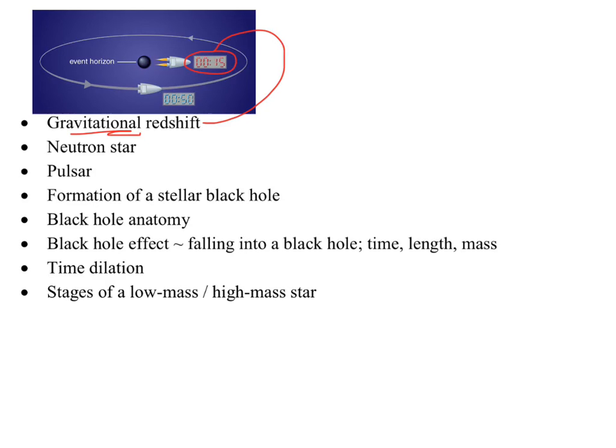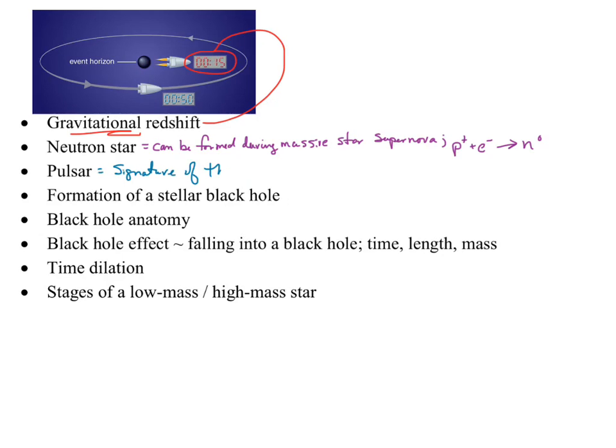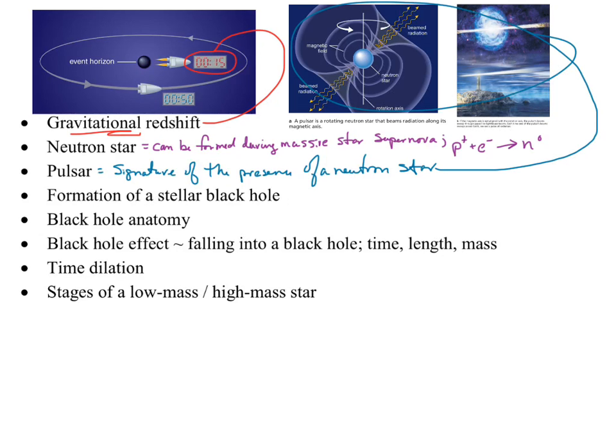Then we're almost done. Neutron star. It's one of the two outcomes from a massive star going supernova. And then I put that protons combine with electrons to form neutrons. A pulsar is the indication of the presence of a neutron star. So a pulsar is the signature of the presence of a neutron star. And here are the figures from your textbook, showing how that works.